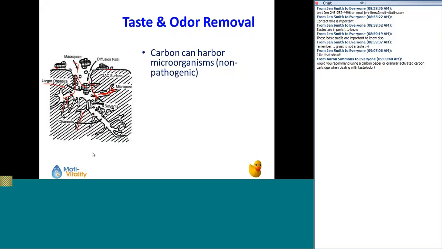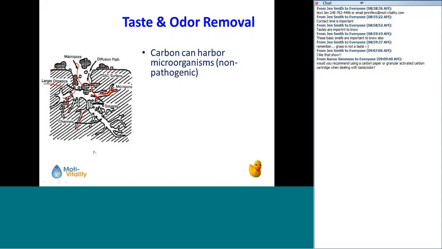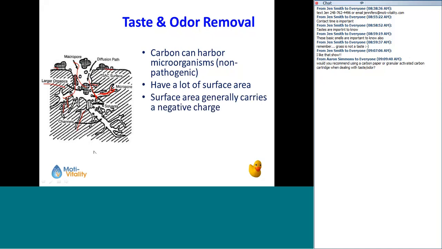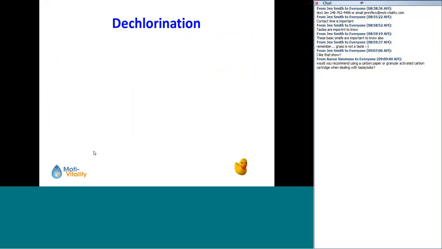Okay, so carbon can harbor microorganisms, non-pathogenic. Wow, we spent a lot of time on that one. Carbon has a lot of surface area. Surface area generally carries a negative charge. Molecules with high water solubility are more difficult to retain, so they'll hop off that carbon easier.